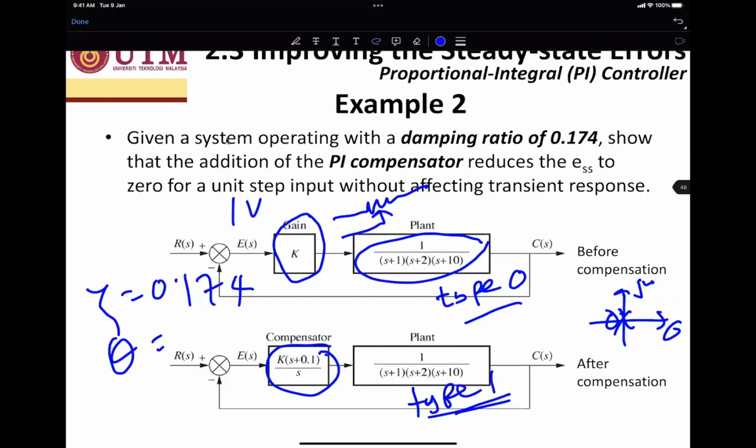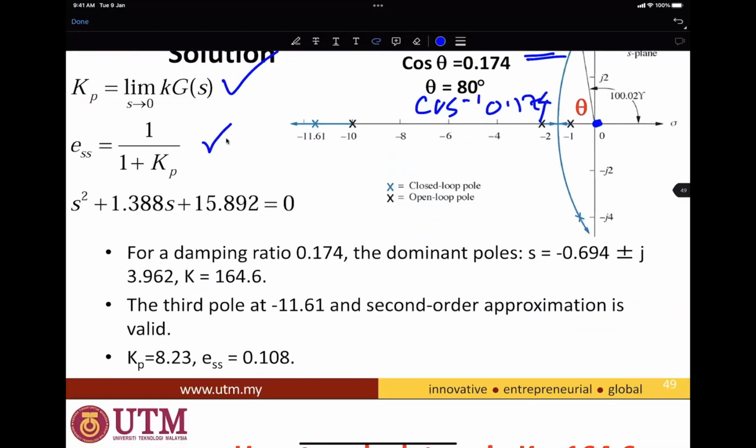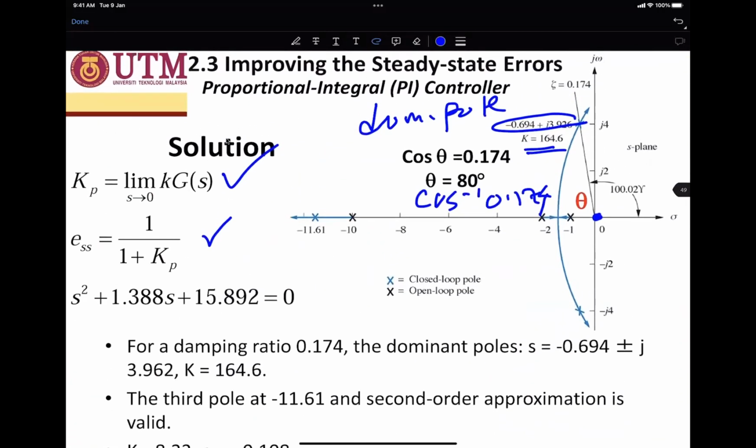Okay, can you see the slide? Okay, so here it is.